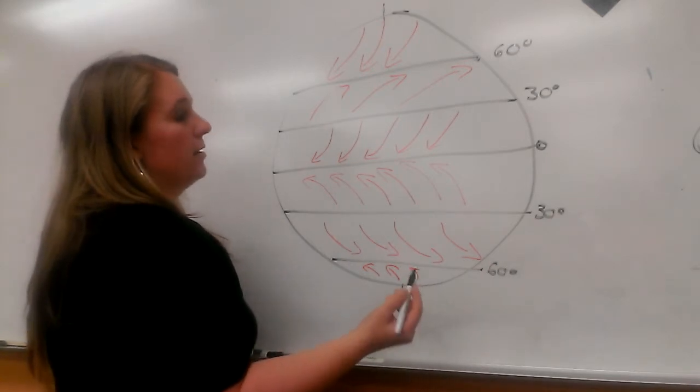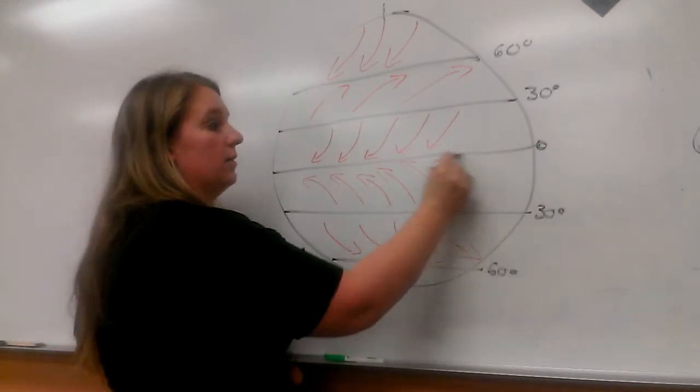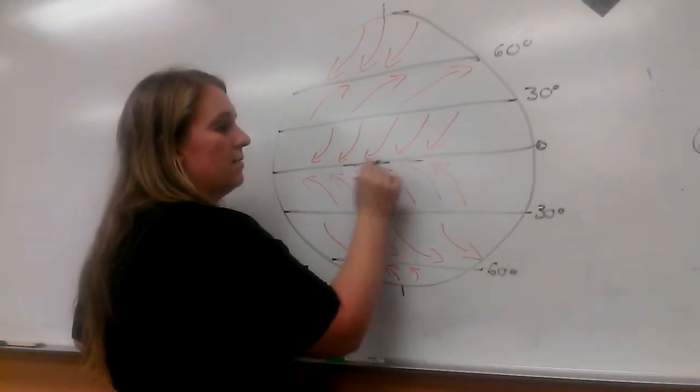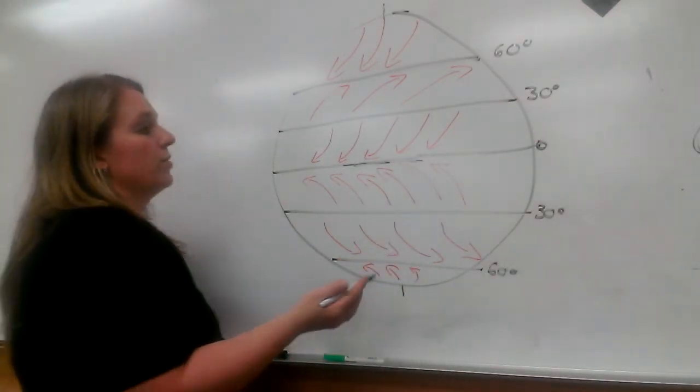Now what we want to think about is where does the most sunlight actually come? And if you said the equator, you're right. This is where most of our direct sunlight comes. So we have excess heat here. And we're going to distribute this heat with the wind.